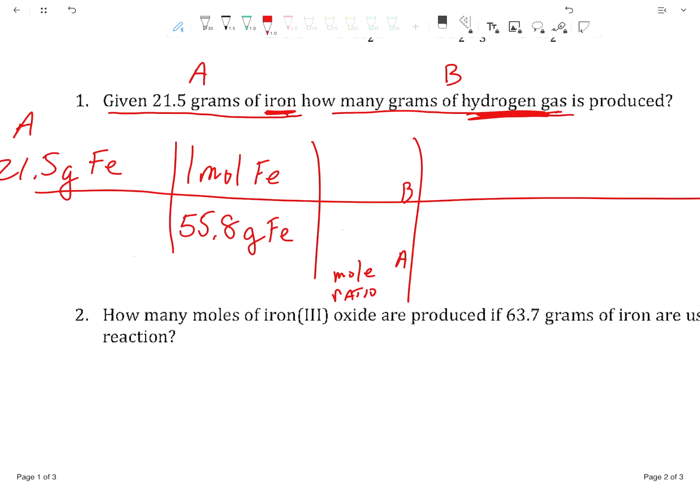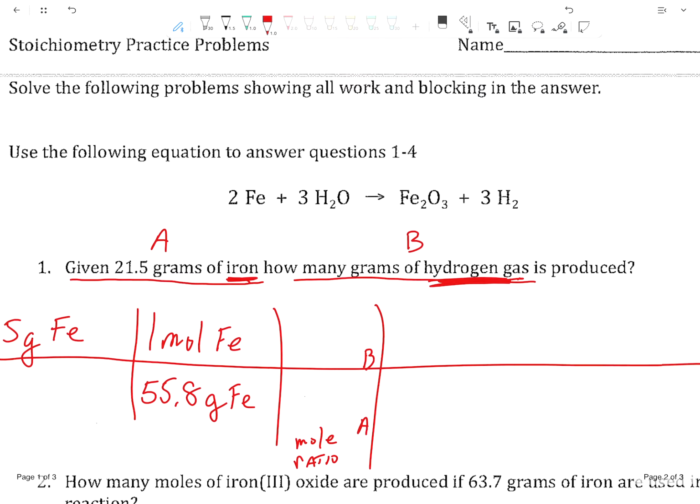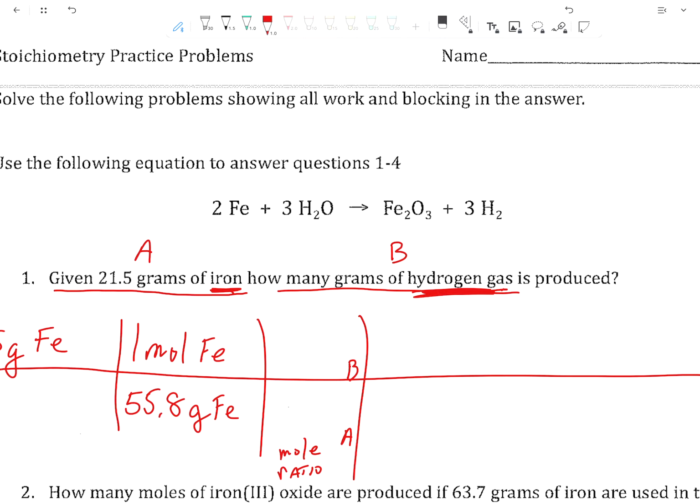So how we determine the number of moles, we look at the equation, and we find that our hydrogen gas has a 3 in front of it, so that's going to be 3 moles of hydrogen gas. And our iron, our A, has 2 moles. We look at the coefficient. That tells us the number of moles for that substance. And so I write 2 moles of iron here, and we're not done.